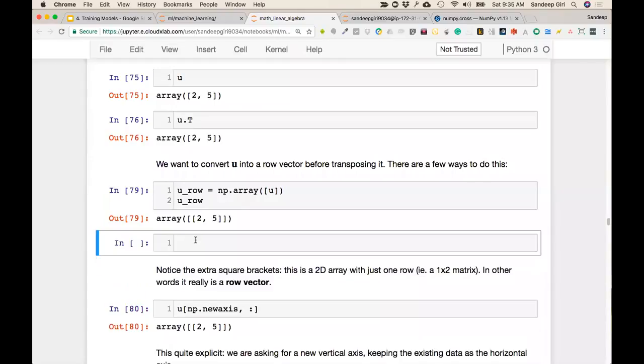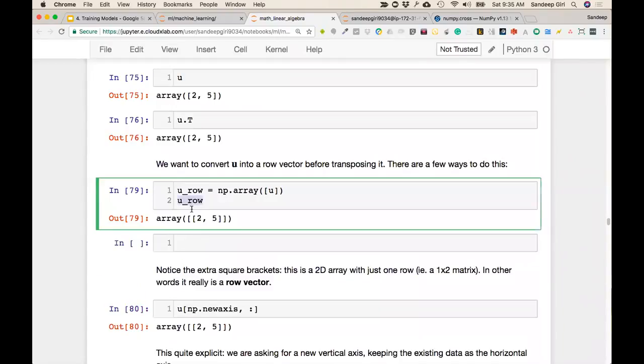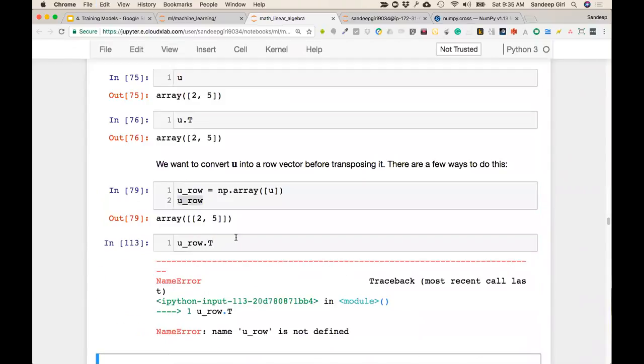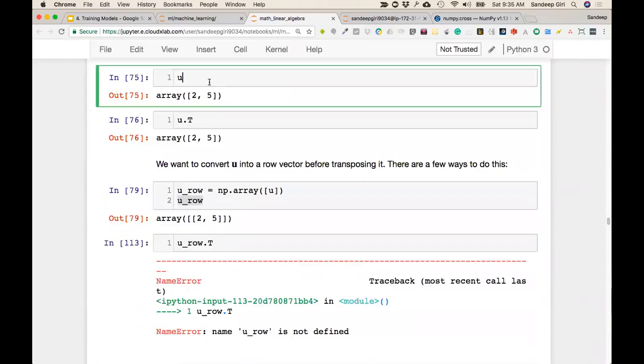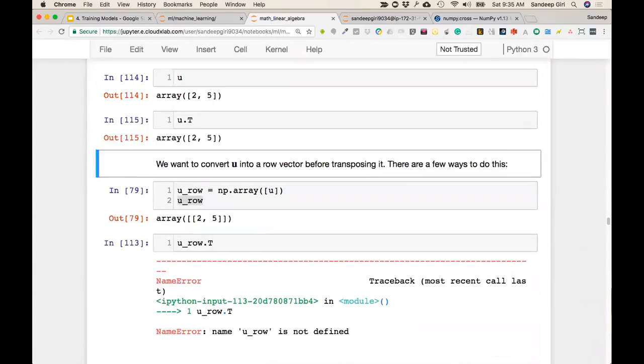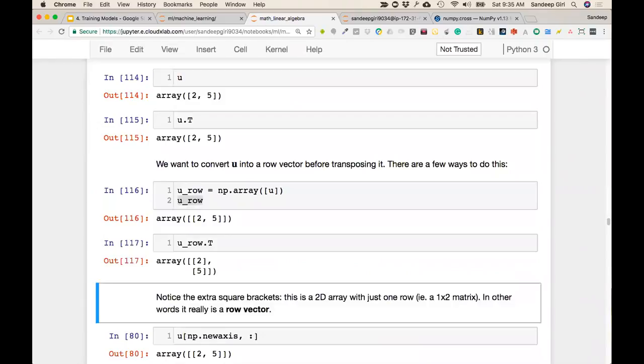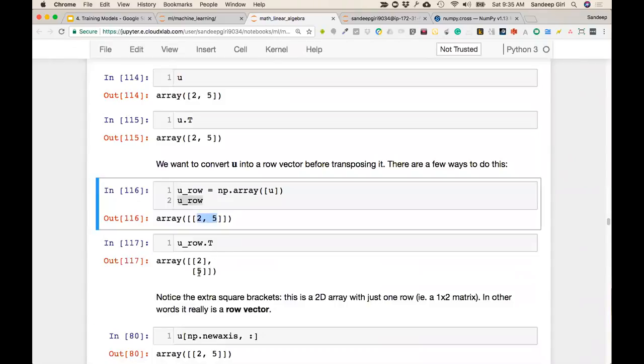Let me just see if it is working now. Okay, u is not defined. Okay, yeah, you can see that. So now we are able to do the transpose. There is only one row and that has become the column.